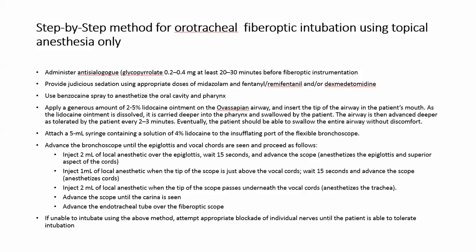An additional 1 ml of the local anesthetic is injected when the tip of the scope is just above the vocal cords, and the scope is advanced again after a few seconds. Finally, 2 ml of the local anesthetic is injected through the scope through the vocal cords, and the fiber optic bronchoscope is advanced until the carina is seen.